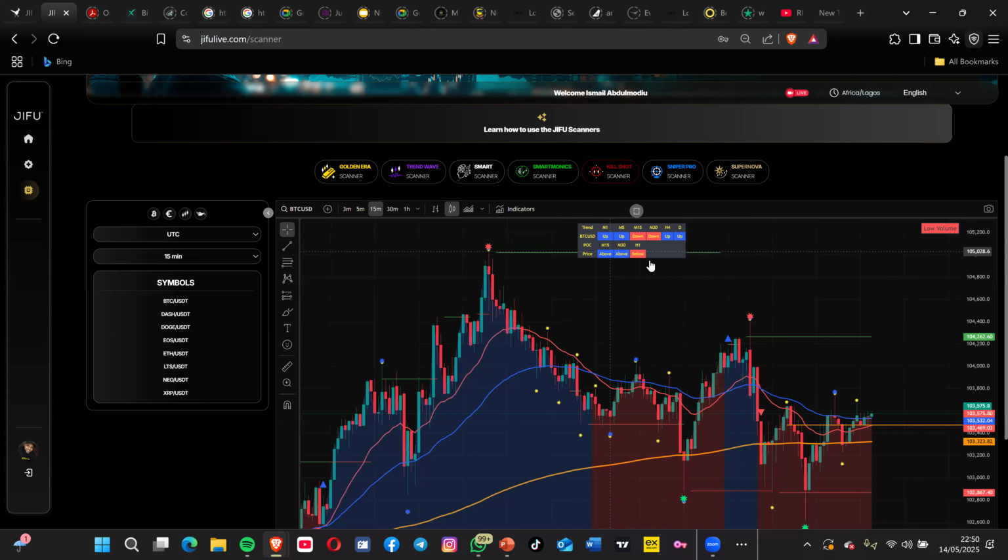The next thing you need is the POC. You want to know if the market is below the POC or above it. Now, right now on 15 minutes, it is above. The M30 says it's above. The H1 says below. So you must wait.